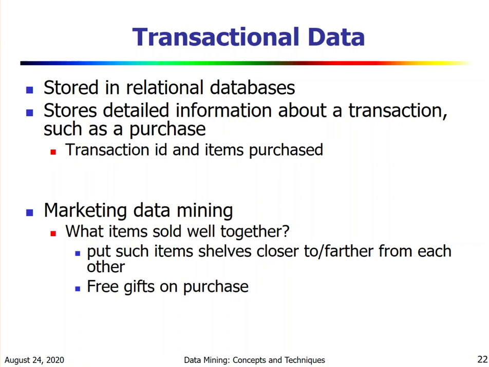So we mentioned earlier the data warehouse is aggregated data. We don't get individual transactions. Individual transactions are found in relational databases, and they are also a source for mining. A typical use of transactional data for mining is to do marketing data mining. What items are being sold well together? So this is association rule mining. I think we're going to cover this in maybe chapter 6.